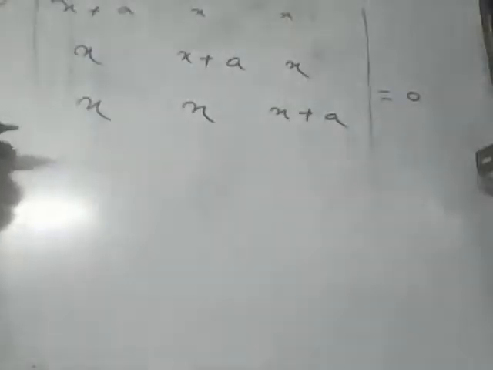Miscellaneous exercise, question number 5. x plus a, x, x; then x, x plus a, x; x, x, x plus a. You see the book and write the question. That is equal to 0. It is given, I mean, it is an equation.